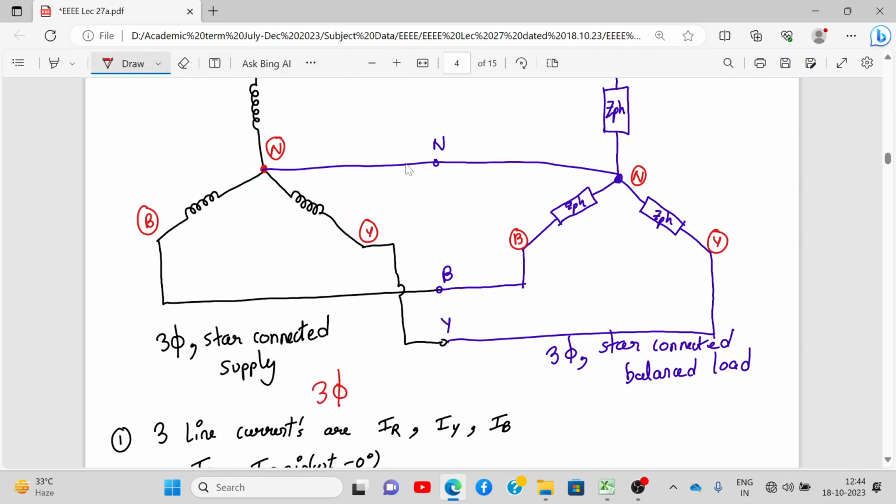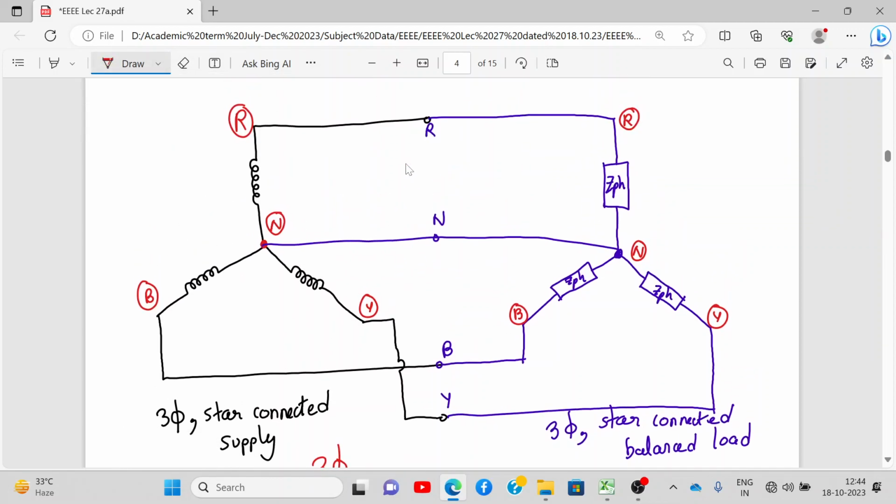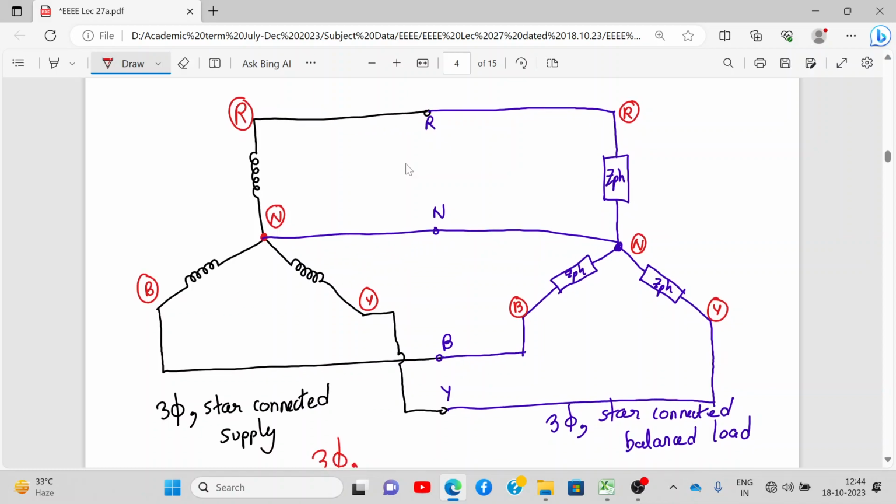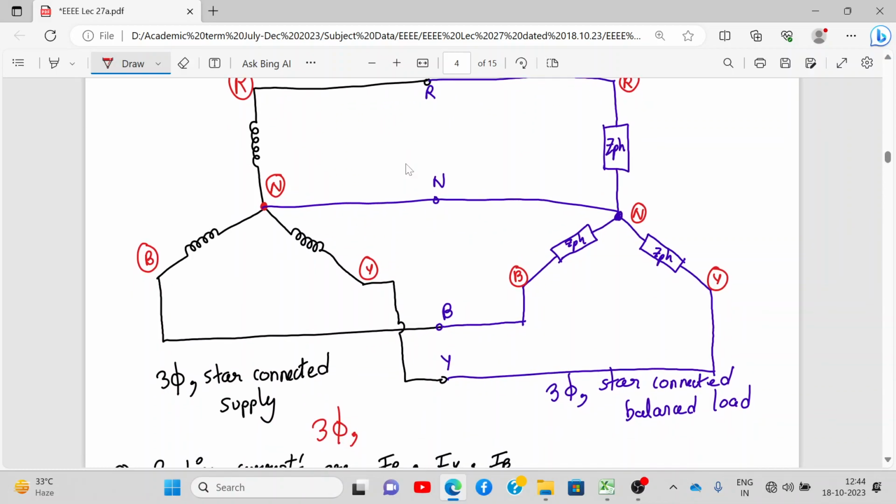How many wires are there? Four wire: R, Y, B and N. So three-phase, four wire star connected system. Write down. Okay.